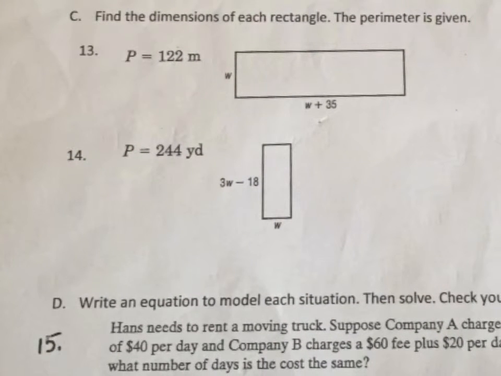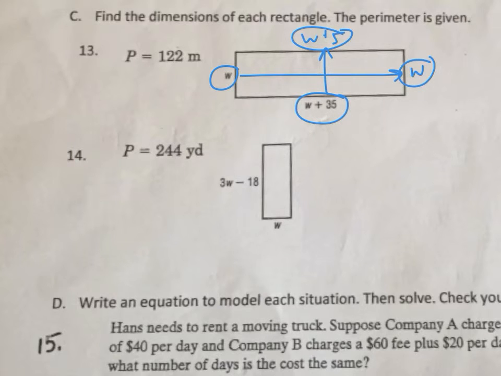So if I'm looking at this particular one, I'm going to say, all right, well, I got W and W plus 35, another W plus 35, and another W over there. Okay? So I add all those together. That's W plus W plus W plus W. So that's 4W. Plus 35 plus, oops, I forgot the 3. 35 and 35 is 70. So 4W plus 70 is equal to the perimeter, which is 122.